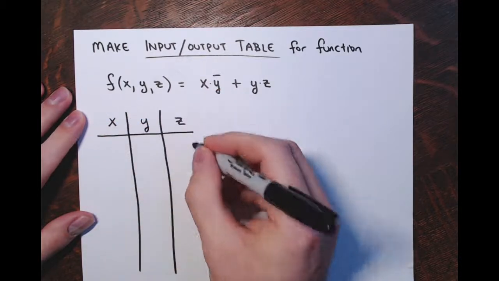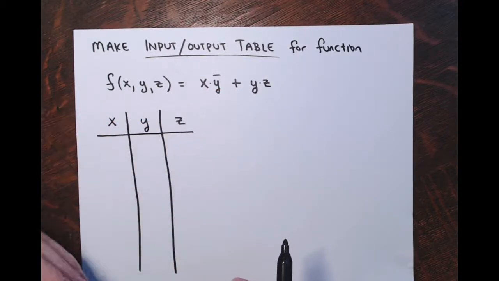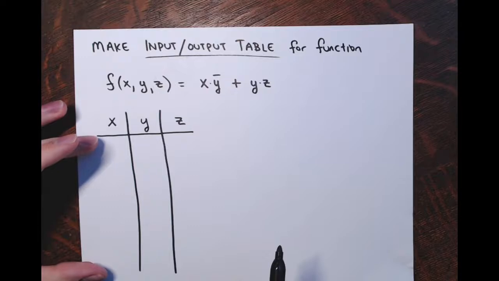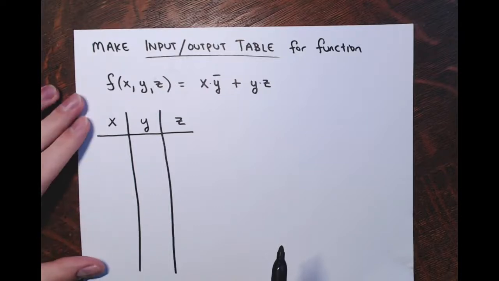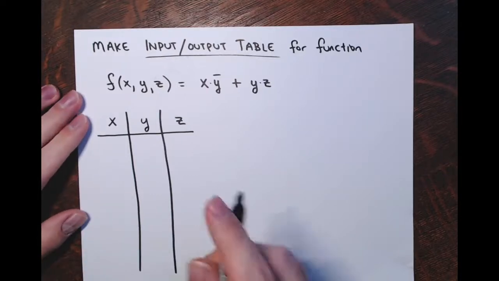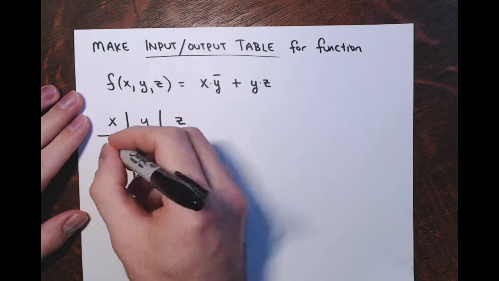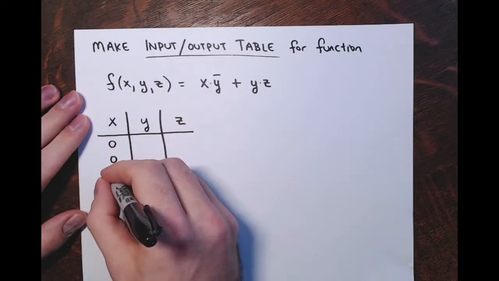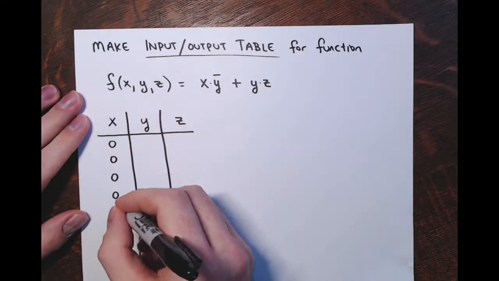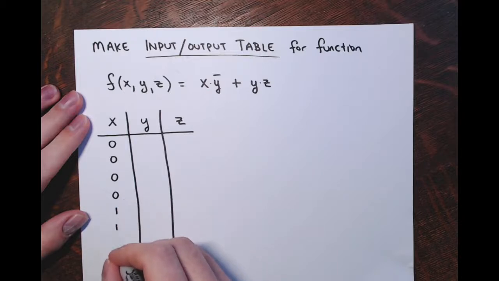And as mentioned earlier, there are 3 of these, so there's going to be 8 rows, right? 2 to the 3rd power. All right, and down the first column, I'll break 8 in half. We'll go 4 and 4. 4 zeros, and then 4 ones.